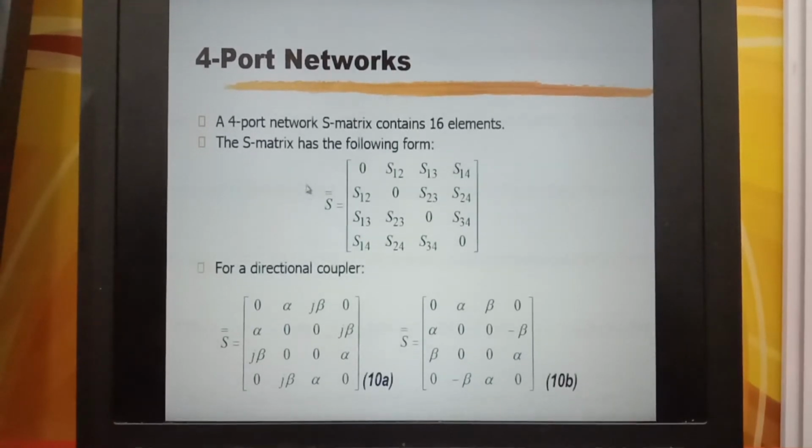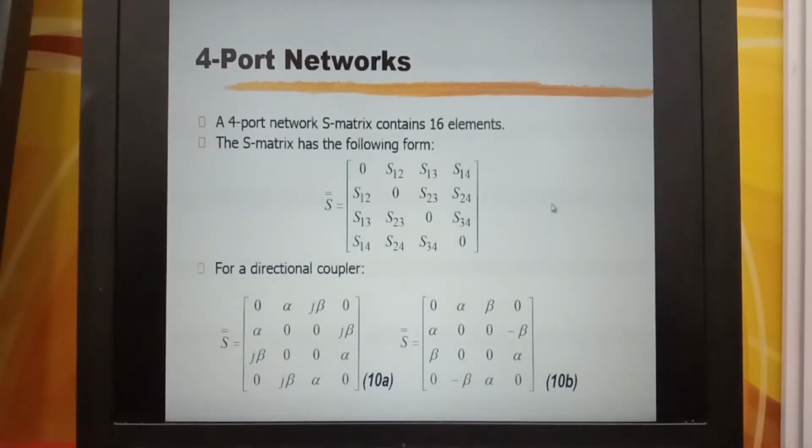Further, if all ports are matched, then S11, S22, S33, and S44 are all 0. Further, if the device is a reciprocal device, S12 is equal to S21 and S13 is equal to S31 and so on. One example of a 4-port network is the directional coupler.